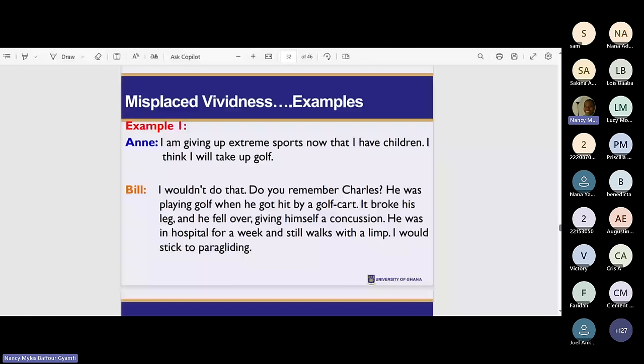Now, sister, read the two examples. No, it's one example, it's a conversation. Go ahead.